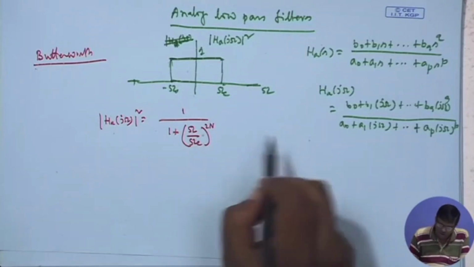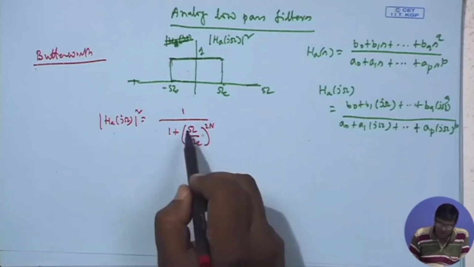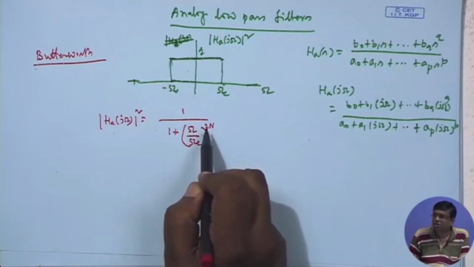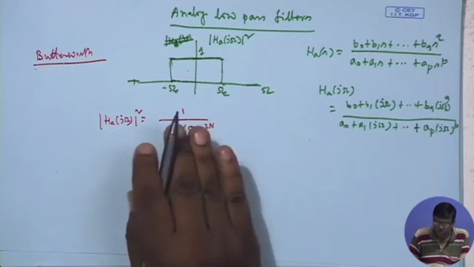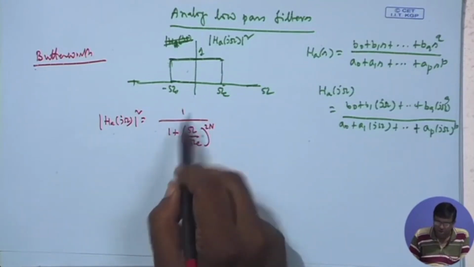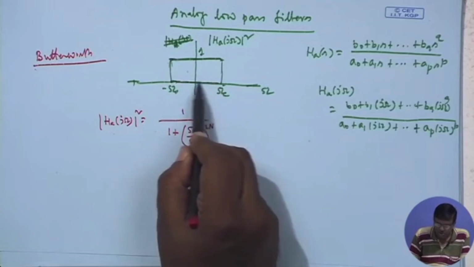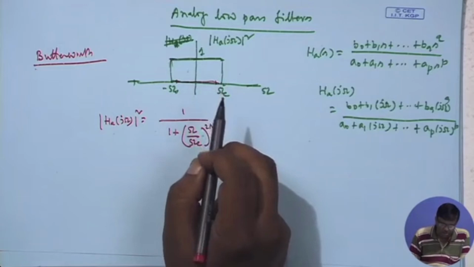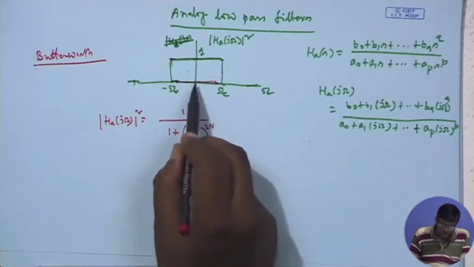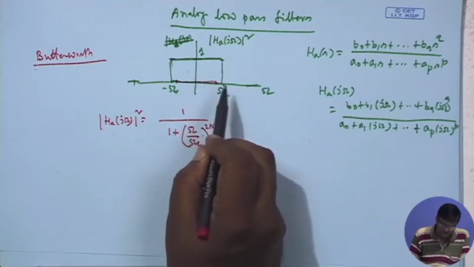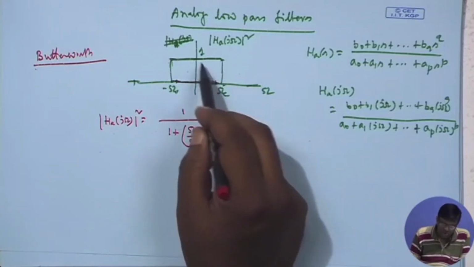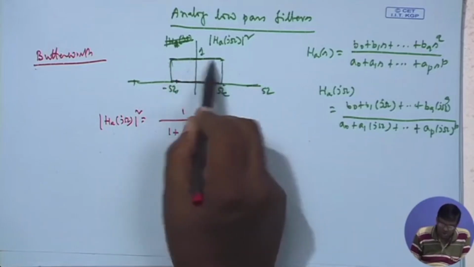What is the meaning here? If omega is less than omega c, then omega by omega c is less than 1, whole to the power 2n. Now, if n is large, some quantity less than 1 to the power 2n will be very small as compared to 1. So, you can neglect that, its value will be 1. So, for all omega in this range less than omega c, you will see its value is almost 1.